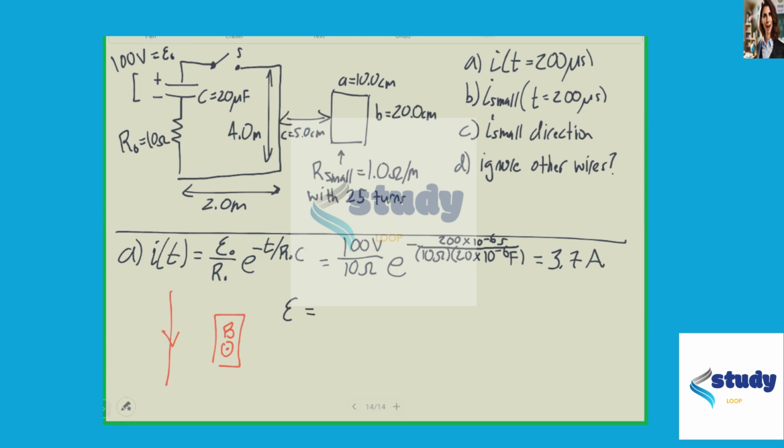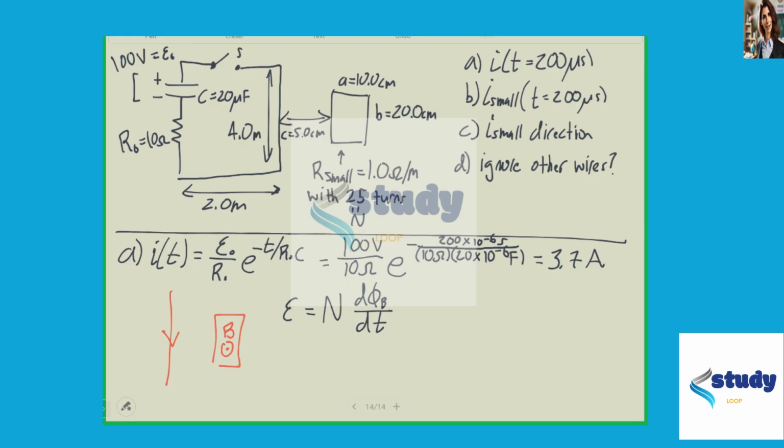So the EMF is N, the number of turns. That's going to be 25. That's N up there. The induced EMF is the number of turns times the rate of change of the flux. This sort of refers to another problem for calculating the flux, but we can quickly do it here.